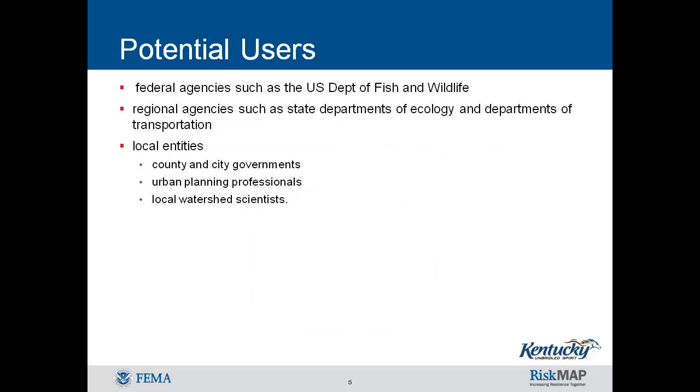Potential users of the DFIRM database include many government agencies such as the Department of Fish and Wildlife, regional agencies such as state departments of ecology and Department of Transportation, and local entities such as county and city governments, planning professionals, and local watershed scale activists.